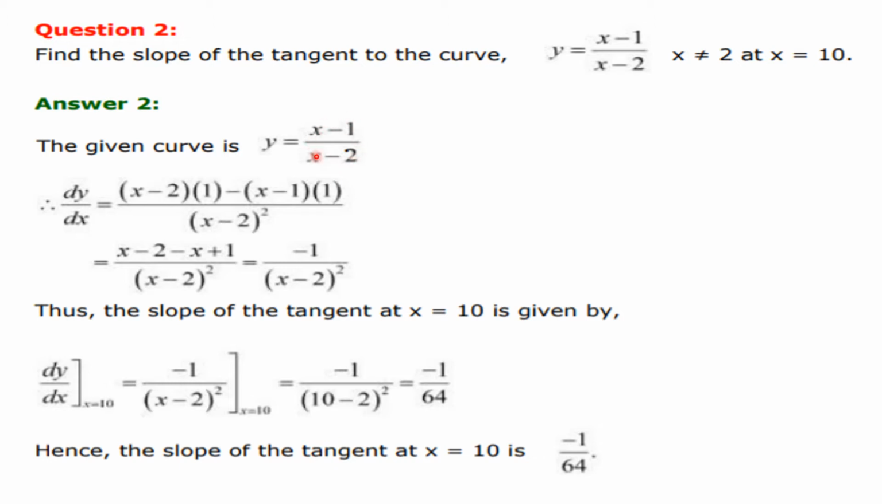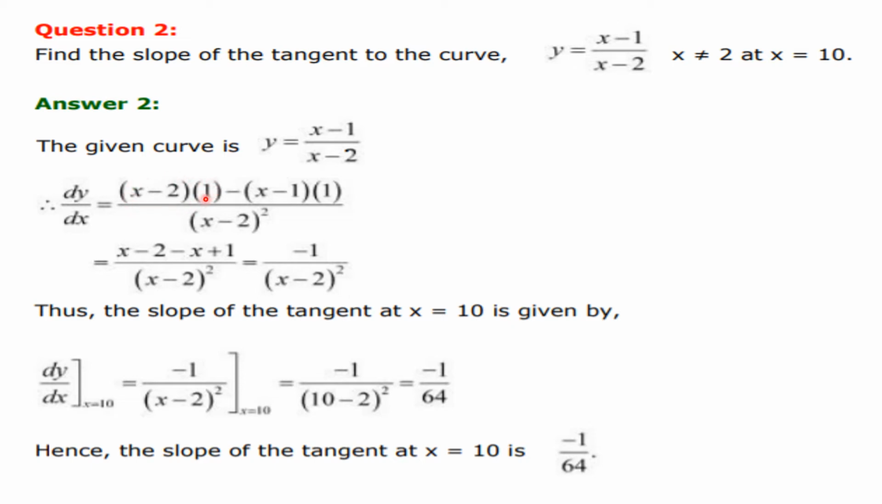Yes, the u by v rule, the quotient rule. x minus 1 is assumed as u and x minus 2 is assumed as v. So v, that is x minus 2, into the derivative of this function. What will you get as the derivative of this function? 1 only.